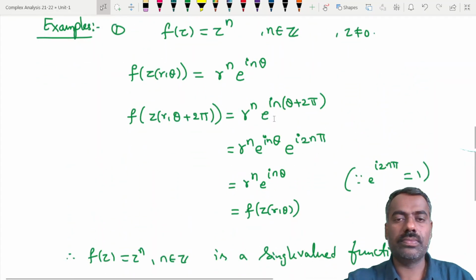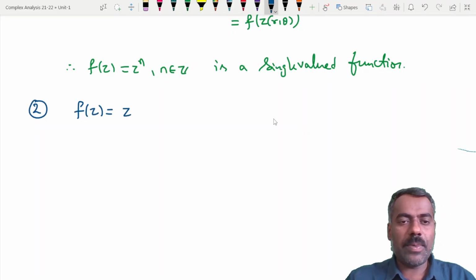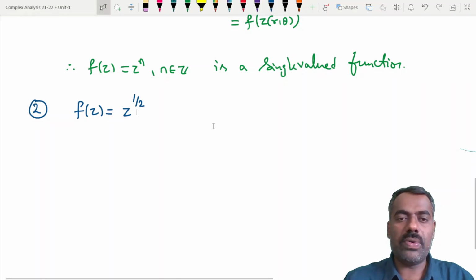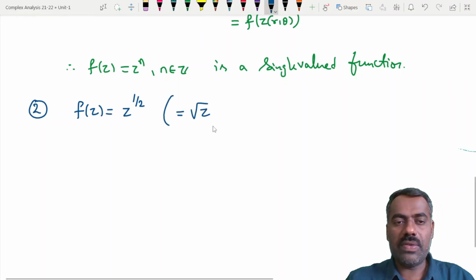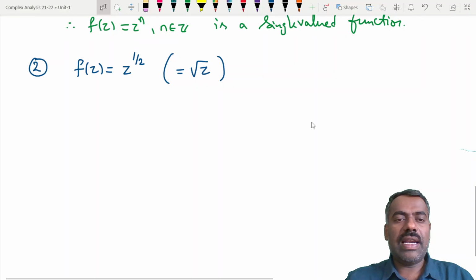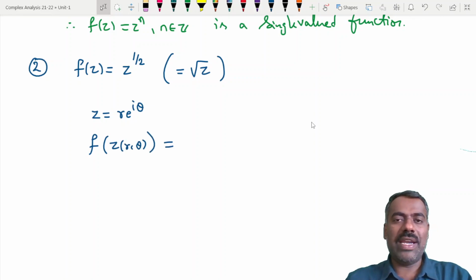Now let's see some example 2, which is take f of z is equal to z power half. That means here our n is not an integer. This is same as square root. How will we write this? Let z is equal to r into e power i theta. So therefore f of z, which is a function of r comma theta, instead of writing f of z, we are simply writing f of z r comma theta, just to understand how in place of theta you can substitute theta plus 2 pi.